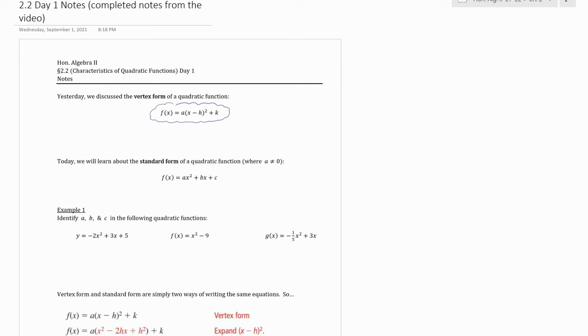This year I'm going to be teaching this in a way I usually don't teach it, because usually you don't start talking about parabolas in Algebra 2 until you've learned how to complete the square. And when you complete the square, you can get looking like this.